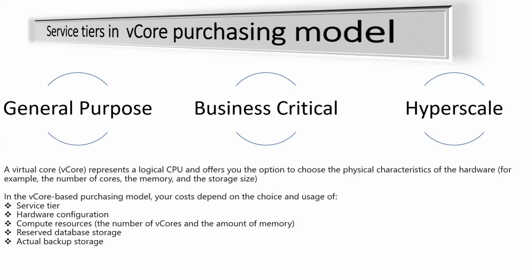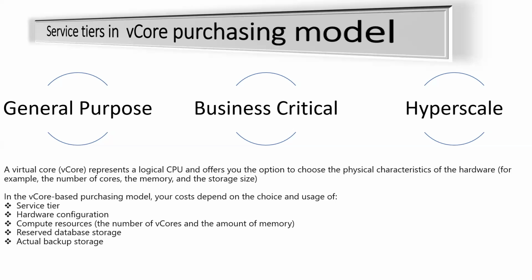In the DTU purchasing model, the cost is based on how many DTUs you selected. Let's suppose I'm selecting 5 DTUs and it costs 100 rupees. If I select 10 DTUs, I'll have double the price, right? 200 rupees. Like that, the cost will be charged for my DTU model.